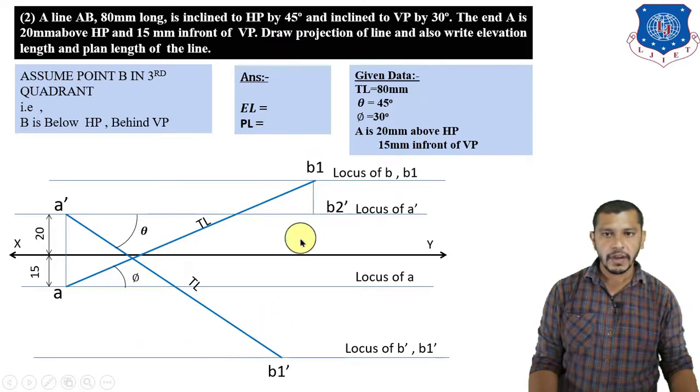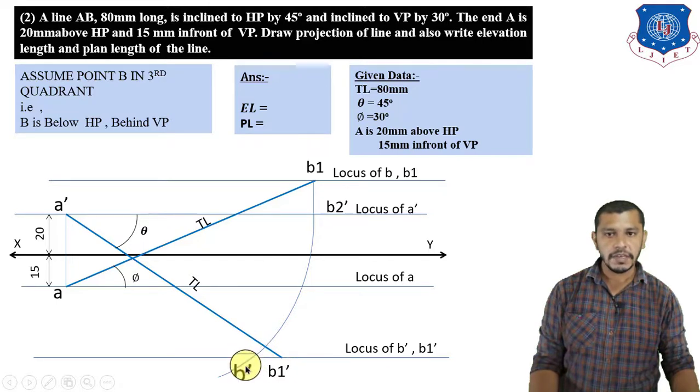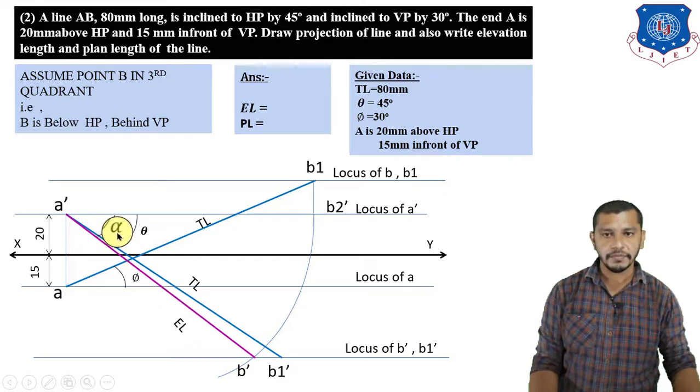If we want to find the elevation of point B, measure A dash B2 dash on the rounder, take center at A dash and give an arc up to the locus of B dash. The intersection point of this arc and the locus of B dash gives us the elevation of point B, which is B dash. So connecting B dash to A dash will be our elevation length, and the angle of the elevation length is alpha.